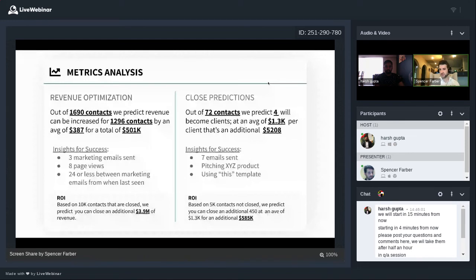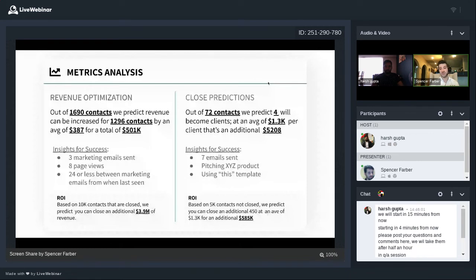And then on the flip side, you're looking at close predictions. Hey, we've got 72 contacts and we predict out of those that haven't closed, 4 could become clients. That's an average of 1.3K in this case for an initial $5,200. Well, okay, $5,200, that's not a lot, but what if you have 5,000 of those contacts? And then you're able to close an additional 450. Well, all of a sudden, again, that's over $500,000. And having those insights, for example, know that when 7 emails are sent, or pitching a specific product, or using this specific template in combination of each other, gets you to those results.